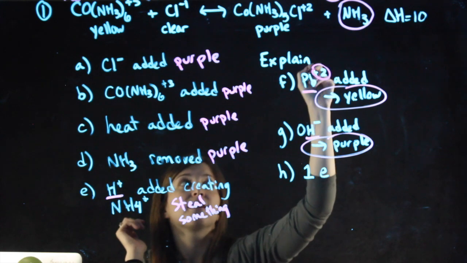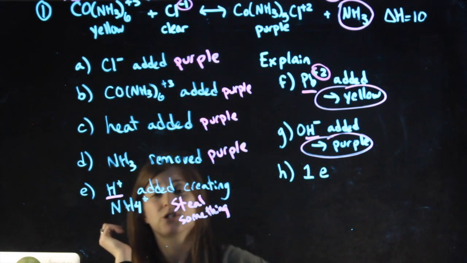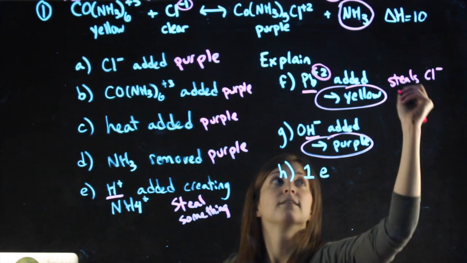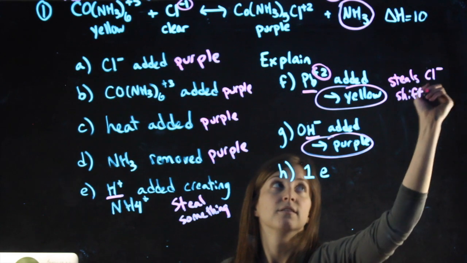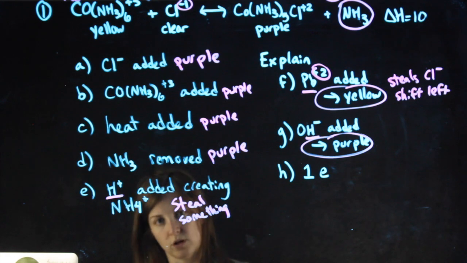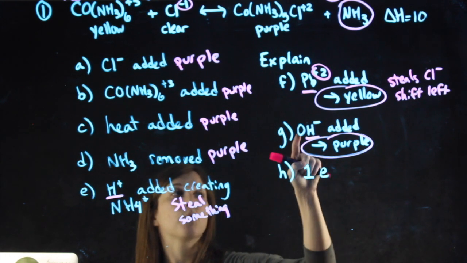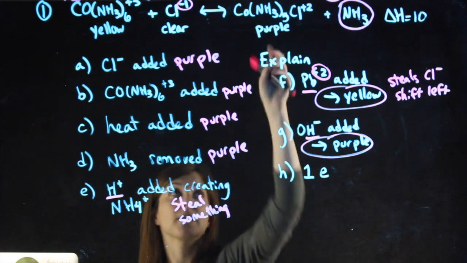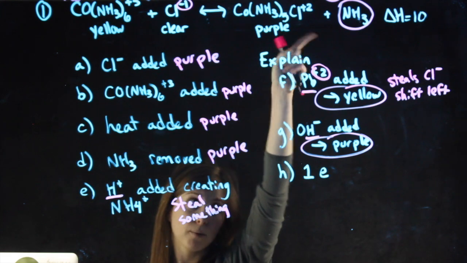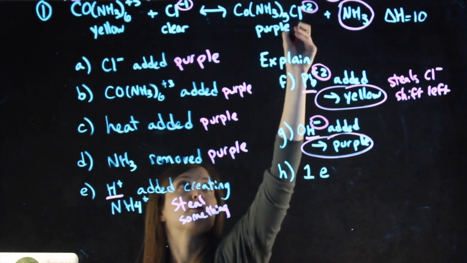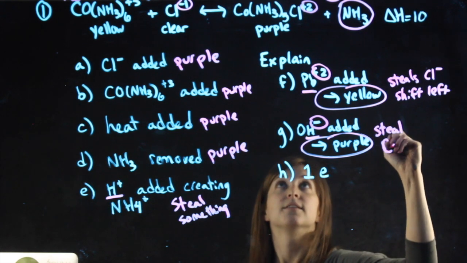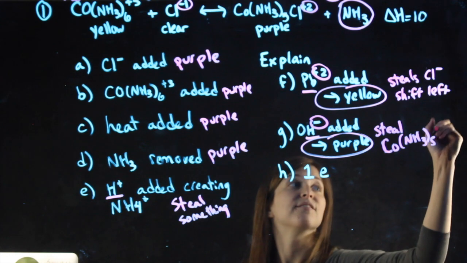Now it's just a matter of the fact that it's a positive, so it's probably going to bond to and therefore steal the negative. So it steals the chlorine, and then we shift left. Steals the chlorine, removing it, or steals the chlorine, creating a hole on the left. When we add something and we see purple, because we're dealing with something stolen, it must be a hole on the right for us to shift right and see purple. A negative is going to choose to bond with the positive, so it would bond to or steal CoNH3 5Cl plus 2.